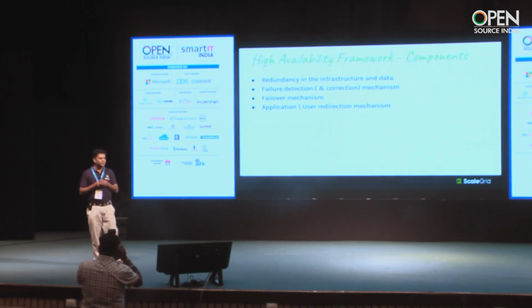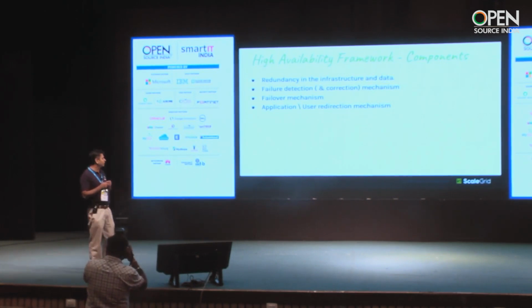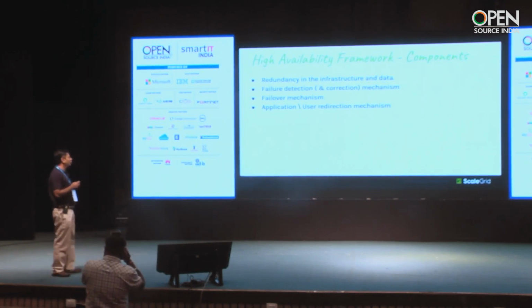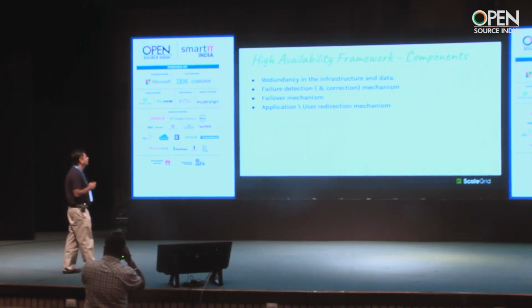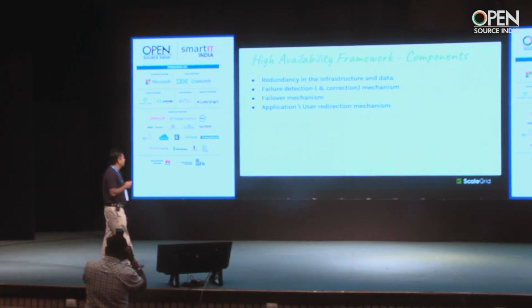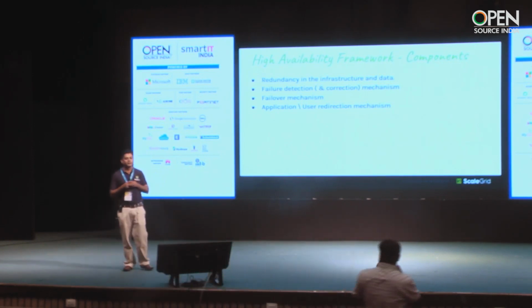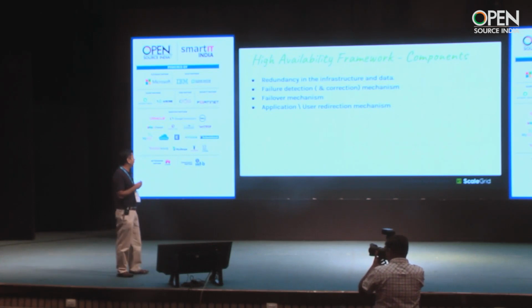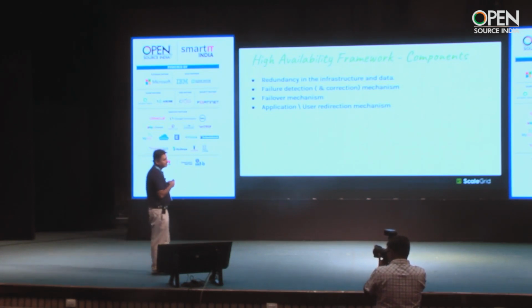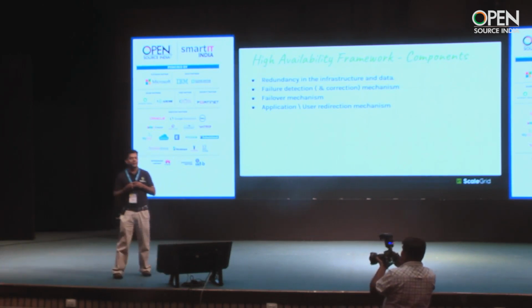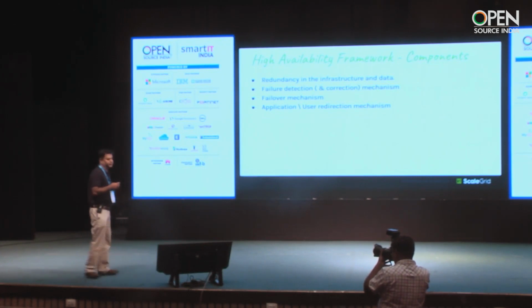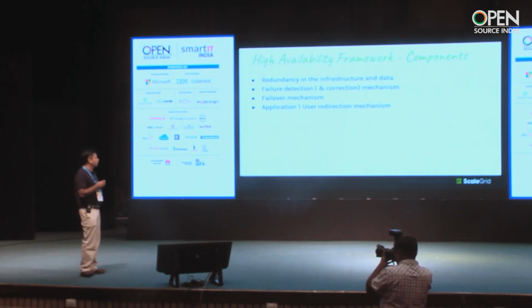So for the high availability framework to work, there are some fundamental components that need to be in place. Let's look at those components. The first one is there has to be redundancy in your infrastructure and data. What we mean by this is there has to be a redundancy for your servers or hardware or software, and also there needs to be a redundant copy of the data, right? So that in case of a failover we can make use of all this.